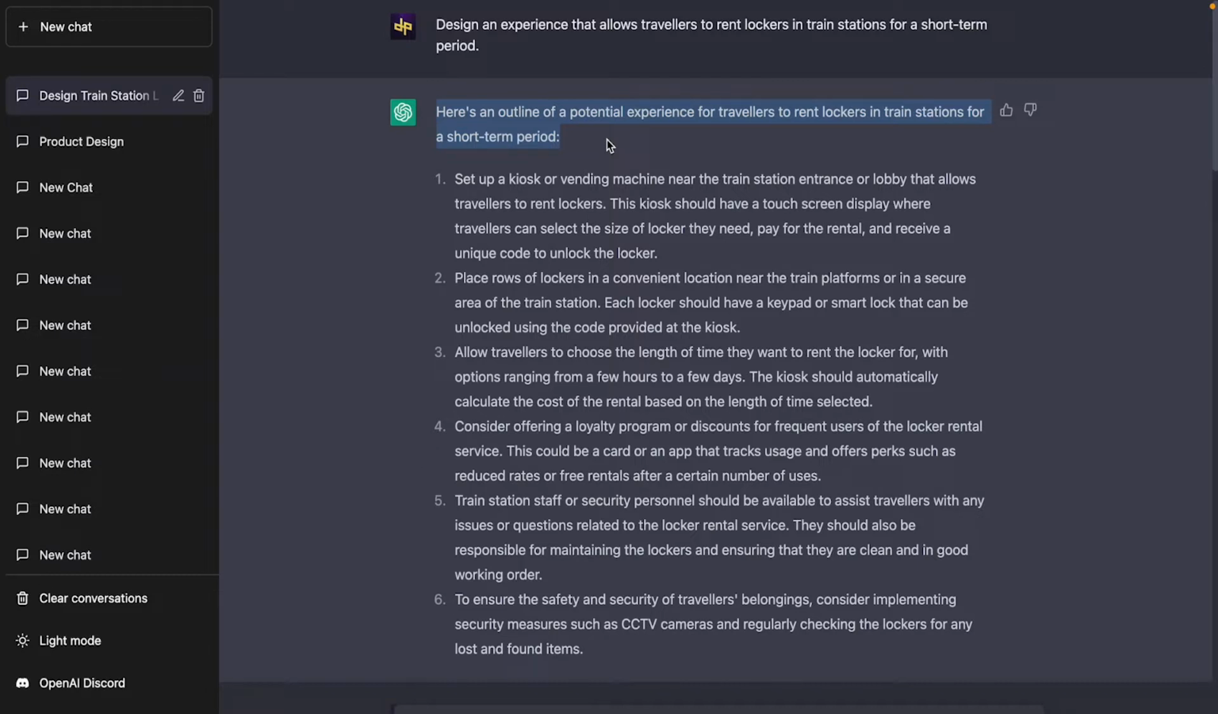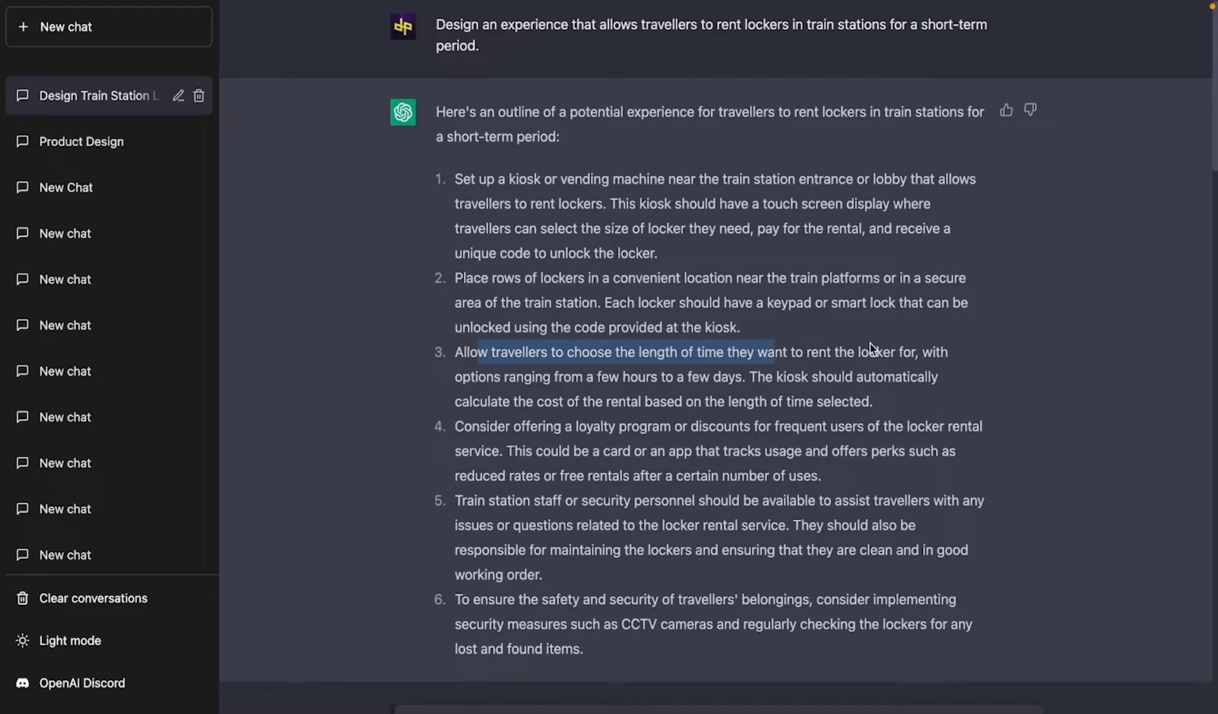So let's quickly try to understand what it told me. It says, set up a kiosk or a vending machine near the train station or lobby that allows them to rent lockers. The kiosk should have a touchscreen display. Travelers can select the size of the locker, pay for the rental, receive a unique code to unlock the locker, place the row of lockers in a convenient location near the platforms, all right.